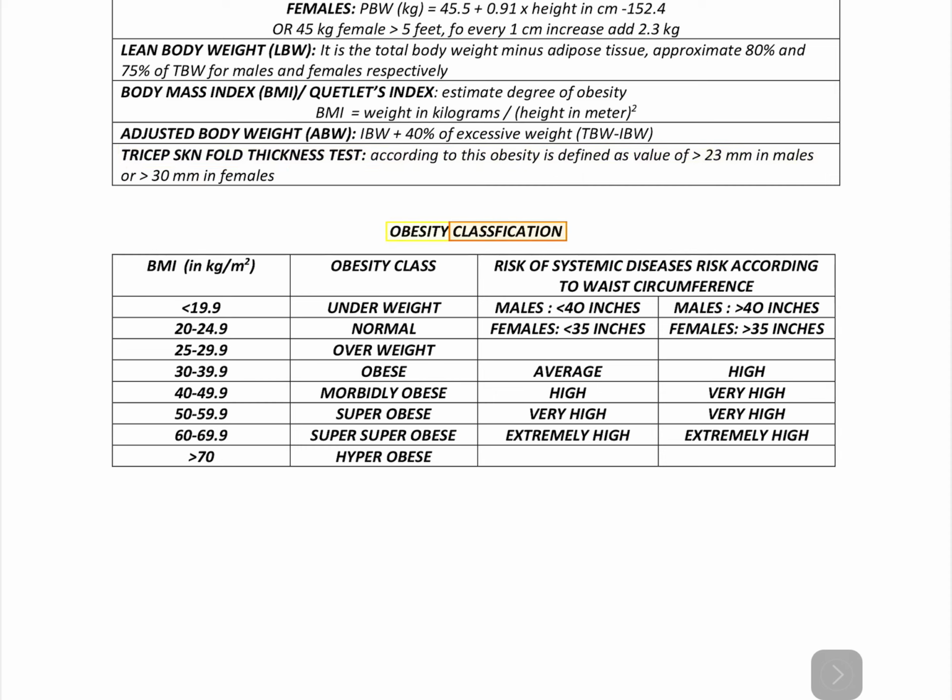Obesity classification. BMI, obesity class, risk of systemic diseases, risk according to waist circumference. Below 19.9: underweight. 20 to 24.9: normal; waist circumference cutoffs are 40 inches for males and 35 inches for females. 25 to 29.9: overweight. 30 to 39.9: obese, average to high risk. 40 to 49.9: morbidly obese, high to very high risk. 50 to 59.9: super obese, very high risk. 60 to 69.9: super obese, extremely high risk. 70 and above: hyper obese.